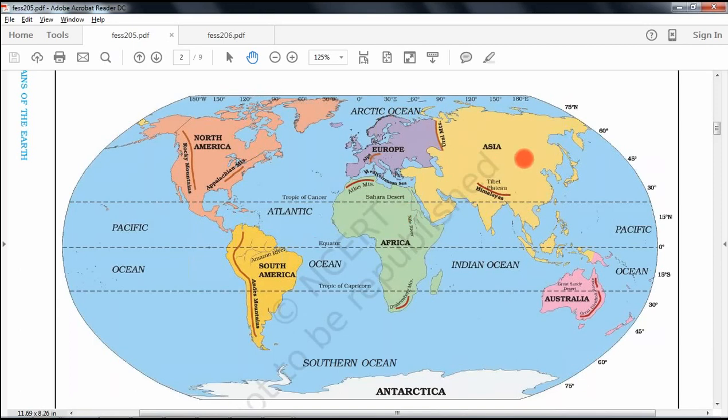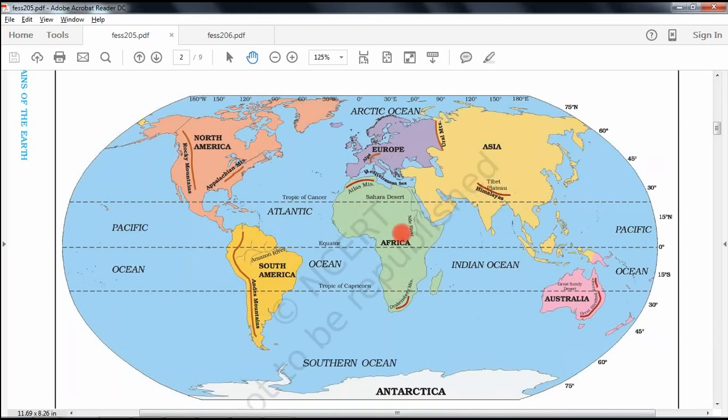So when coming to Asia, Asia is the largest continent. Here you have Tibetan Plateau and Himalayas. Himalayas are the highest peaks in the world, and Tibetan Plateau is the highest tableland. Here are Ural Mountains, which divide European landmass and Asian landmass. So Asia is surrounded by Indian Ocean on the south and Pacific Ocean on the east.